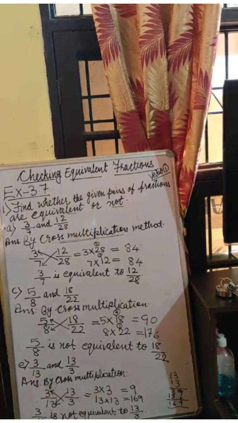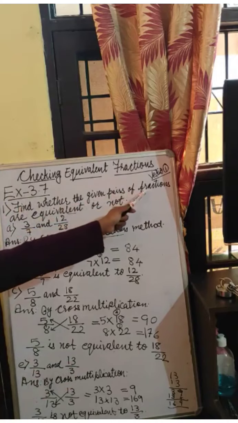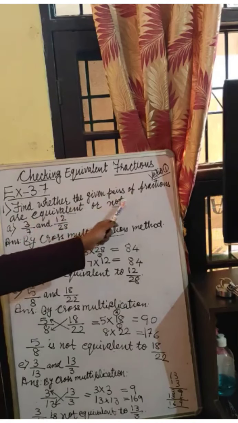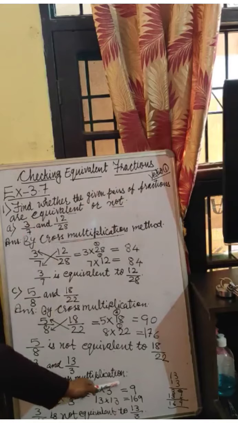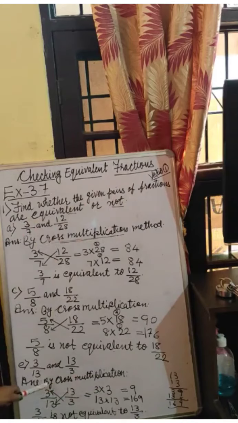So children, after question C, I am doing question number E from your book. Exercise 3.7. 3 upon 13 and 13 upon 3. These are the given fractions. You have to check whether the given fractions are equivalent or not equivalent. So here you have to write by cross multiplication method.